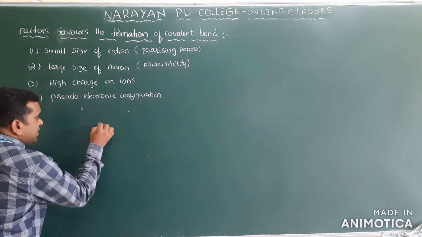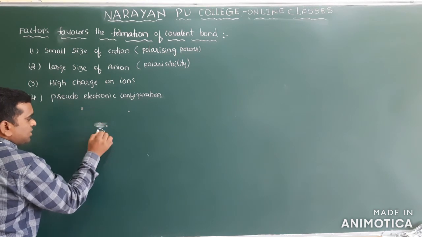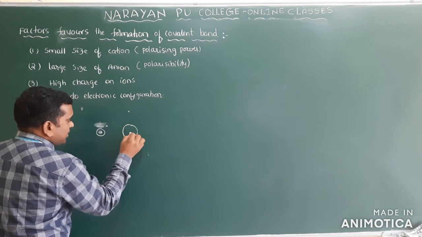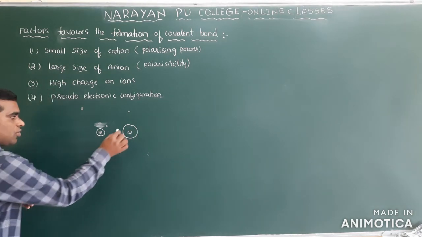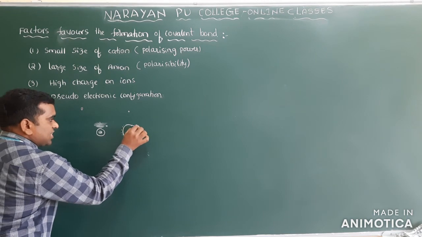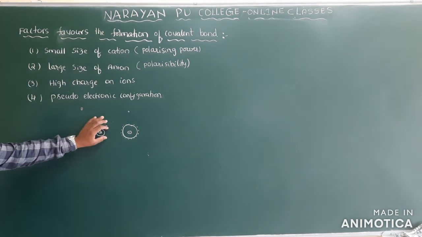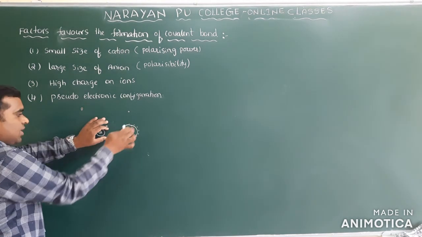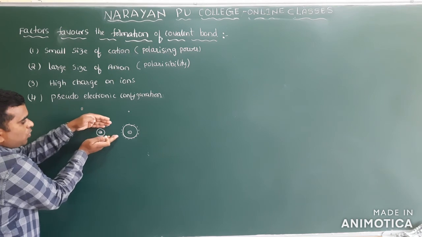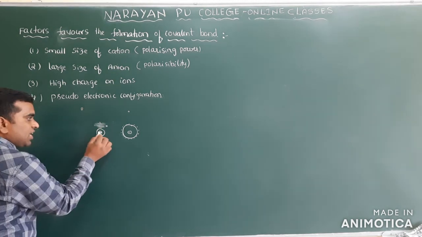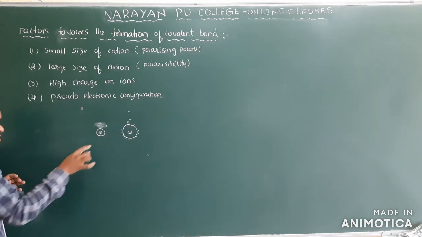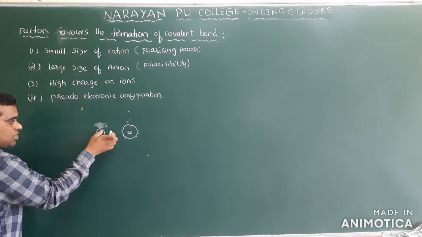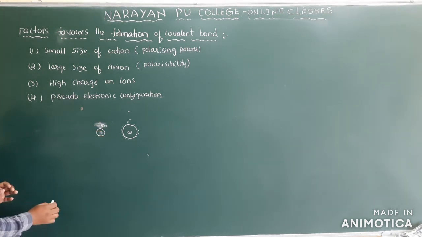Take here, this is a cation, and now I am taking an anion. Now you know that these are valence electrons, just assume these are valence electrons. When no cation is approaching the anion, this electron cloud is symmetrical. Then the cation approaches towards the anion. Electrons have negative charge, and the cation has positive charge. Shall I write, this is positive charge? This is a cation.